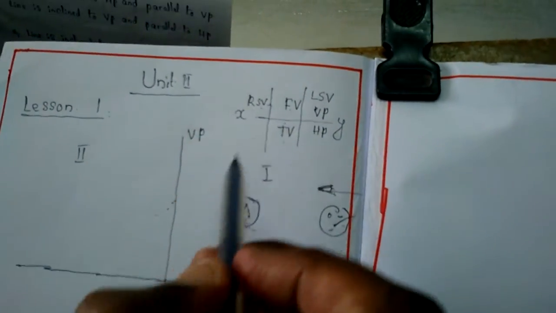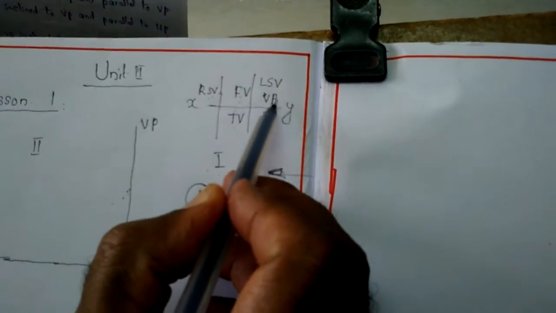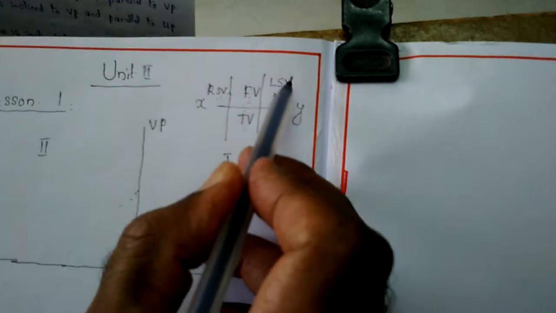The left side of the front view is occupied by the right side view, and the right side of the front view is occupied by the left side view. This is the first angle projection method.